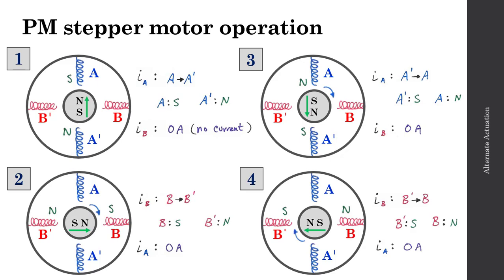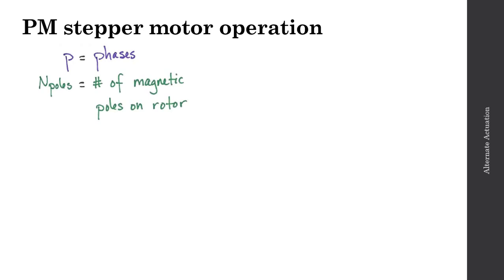So we could position the rotor of the motor to four different positions, each at 90-degree increments. Thus, the number of steps that the stepper motor can provide is going to be a driving characteristic for the particular stepper motor I choose for my application. To calculate the steps per revolution of the motor, we'll define P as equal to the phases of the motor and N poles as equal to the number of magnetic poles on the rotor.